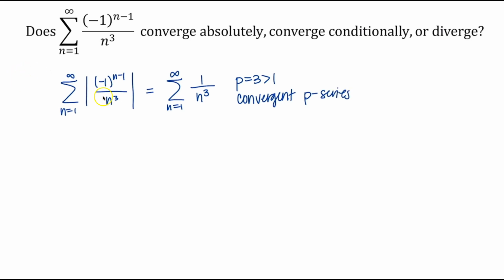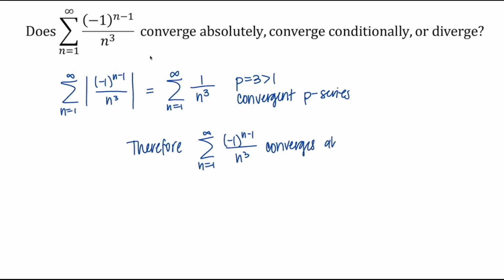So what we did was we looked at the absolute value, we made the series bigger, we challenged ourselves, and it turned out that that series converged. So we say that the original series converges as well, but we get to say that it converges absolutely. So we can say, therefore, the original series, n equals 1 to infinity of negative 1 to the n minus 1 over n cubed converges absolutely.